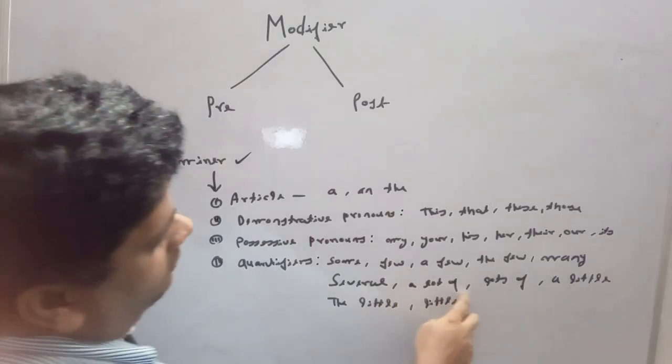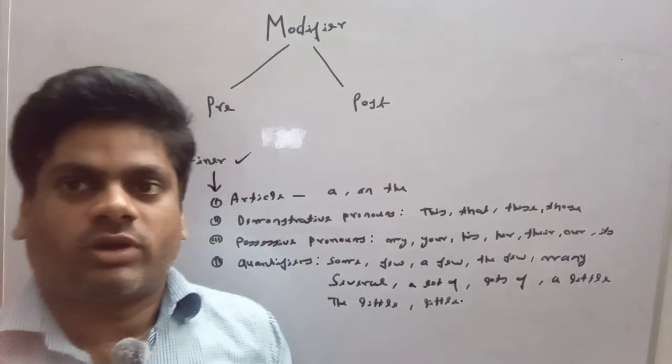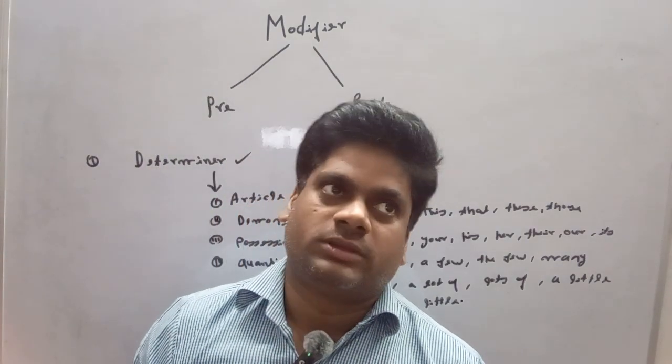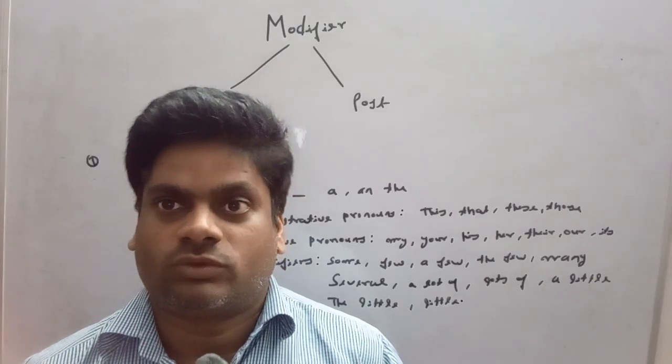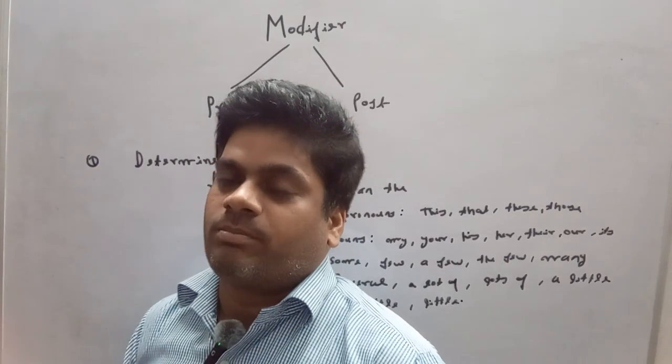Apart from this, a lot of, lots of, a little, the little, little. These are the pre-modifiers, and these are supposed to work in a sentence and they can modify a noun. So, these determiners can be called pre-modifiers.